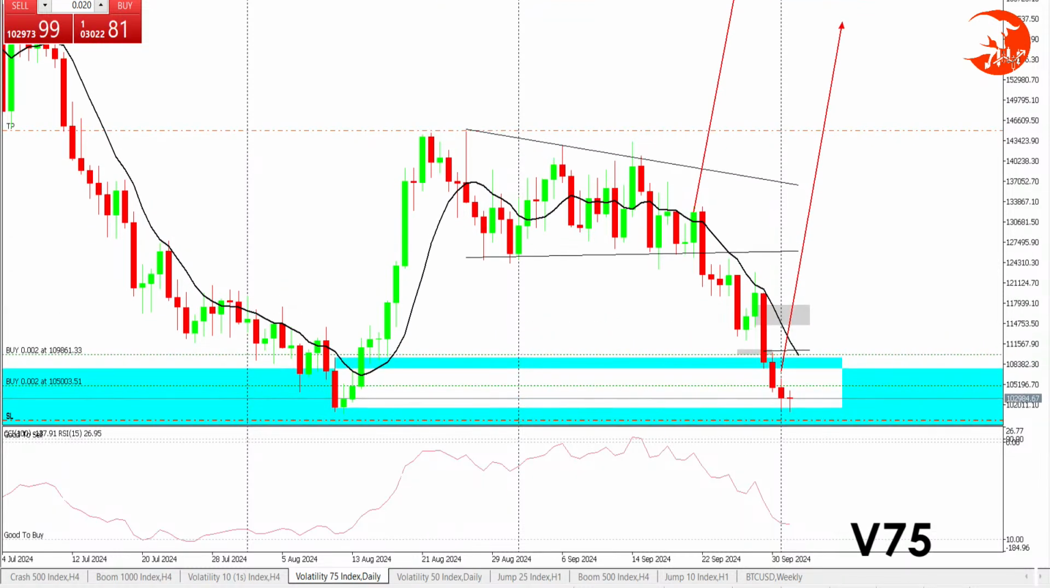V75, did it take me out? Not yet. So you can see how it's forming right here. It hasn't taken me out. My two entries, one here, one there, they are still intact, and I haven't moved my stop losses at all, and I don't want to.